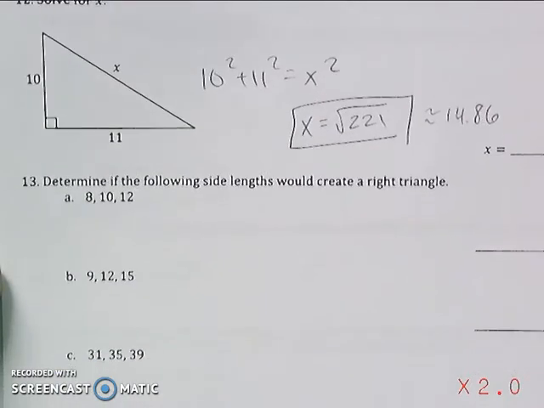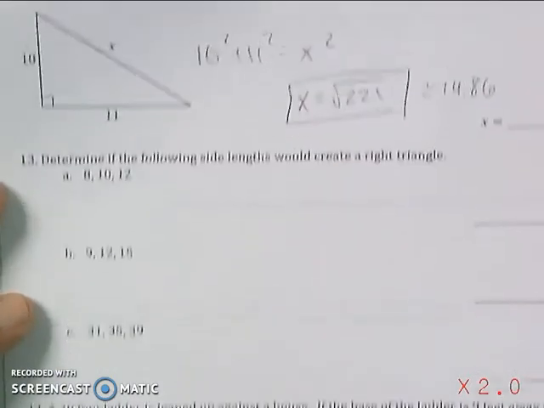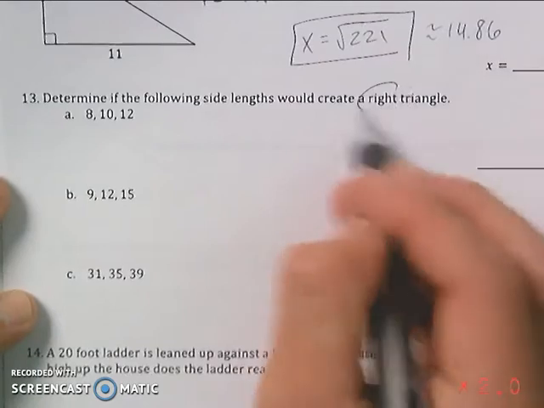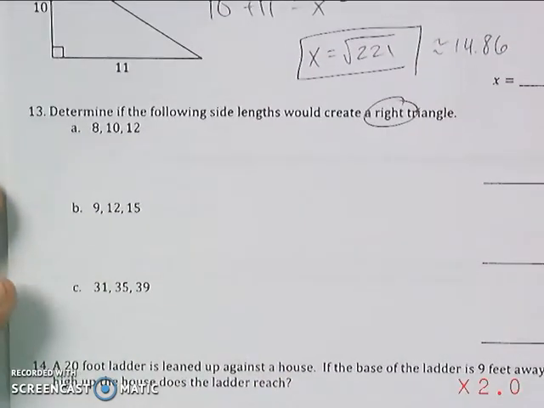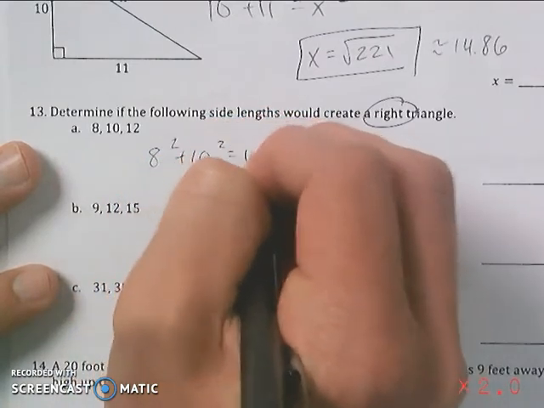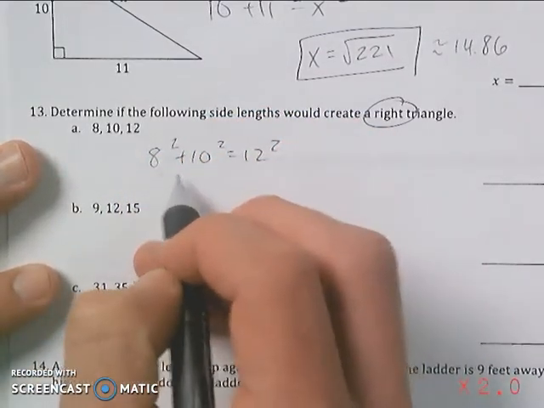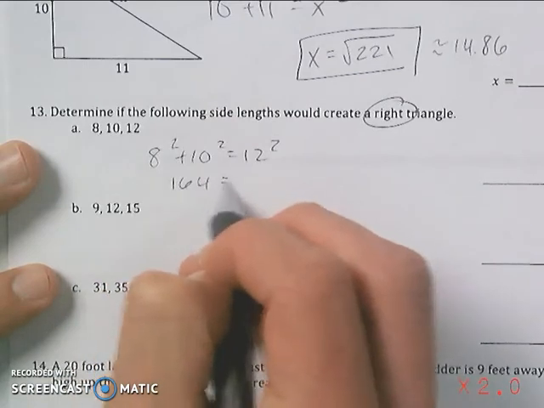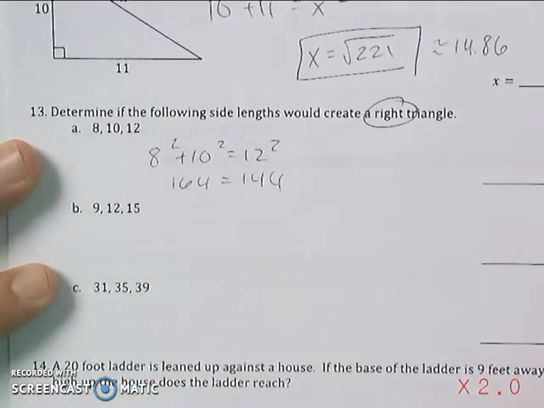Determine the following side lengths would create a right triangle. Keyword is right. So we got to use Pythagorean's theorem again. So we're just going to say 8 squared plus 10 squared equals 12 squared. This is going to become 164 equals 144. Is that true? Nope.